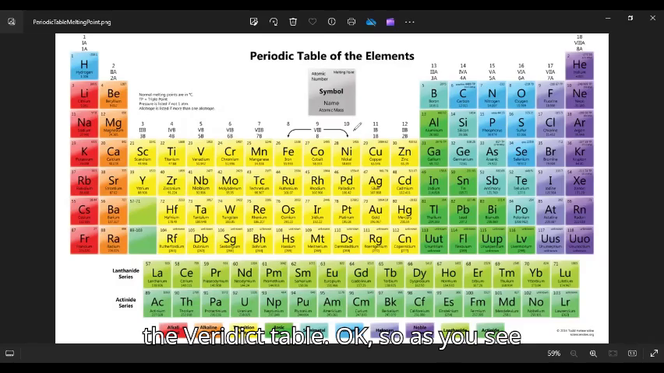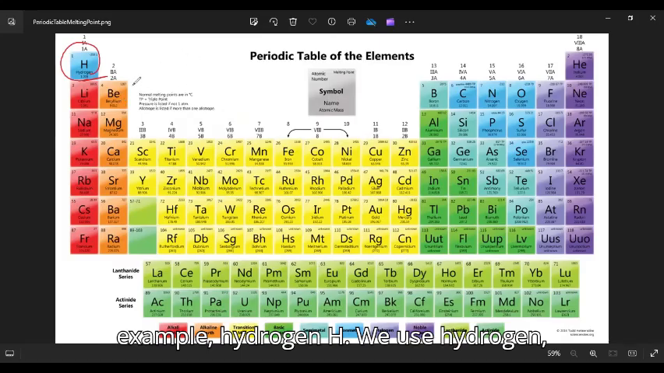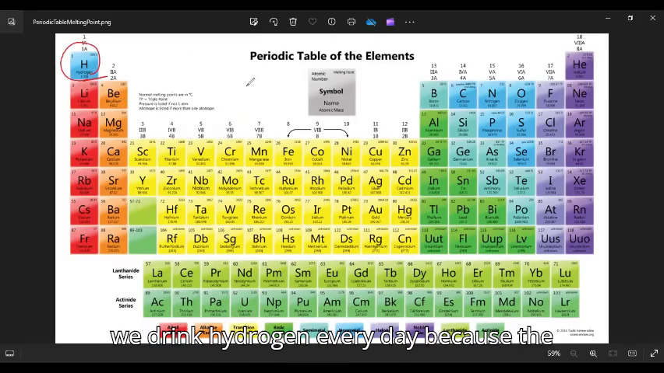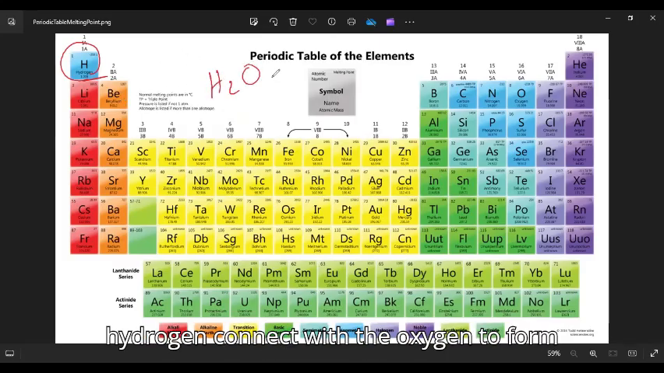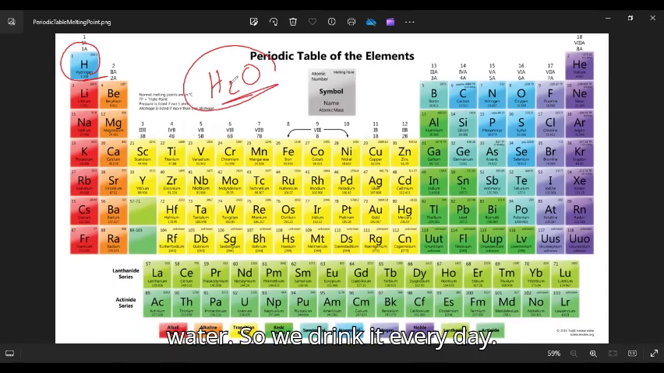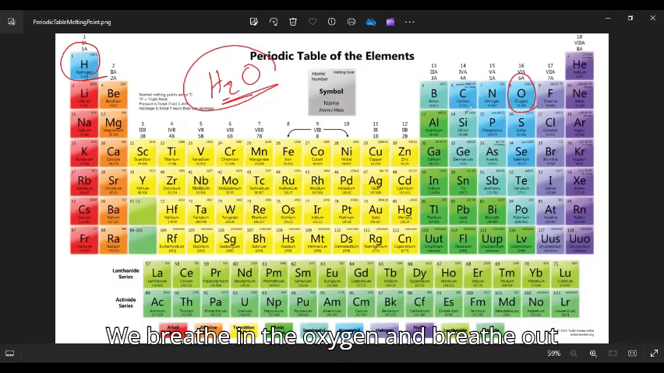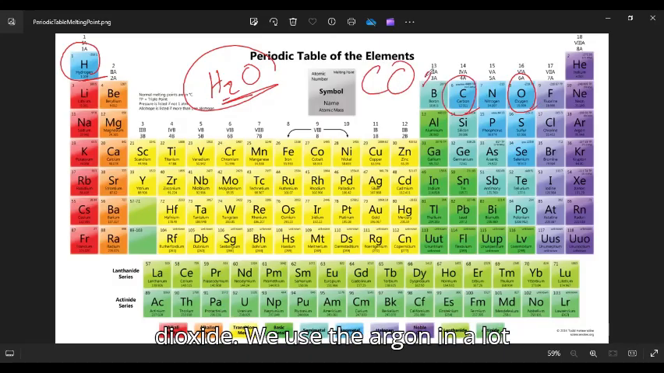Okay, so as you see here, the periodic table consists of a lot of elements that we are using in our normal life, like for example, hydrogen, H. We drink hydrogen every day because the hydrogen connects with the oxygen to form water. So we drink it every day. We breathe in the oxygen and breathe out the carbon in the form of carbon dioxide.